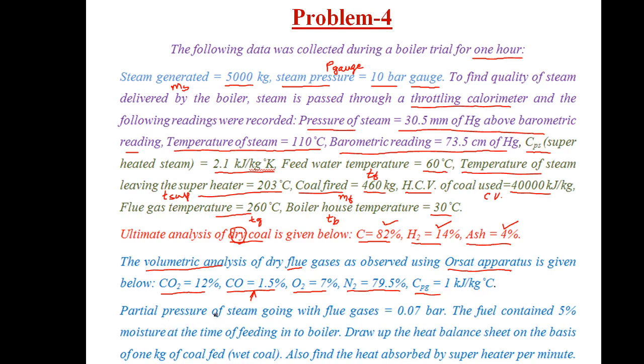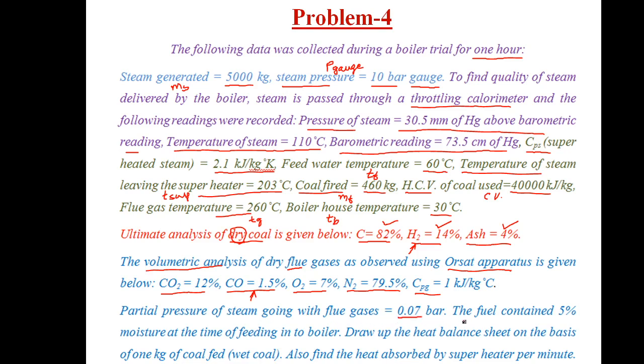Then the partial pressure of steam going with the flue gases. Steam is mixed with the flue gases. This steam is produced by combustion of the hydrogen present in the fuel, and that steam gets mixed with the flue gases. Therefore the partial pressure of steam in the flue gas is given as 0.07 bar.